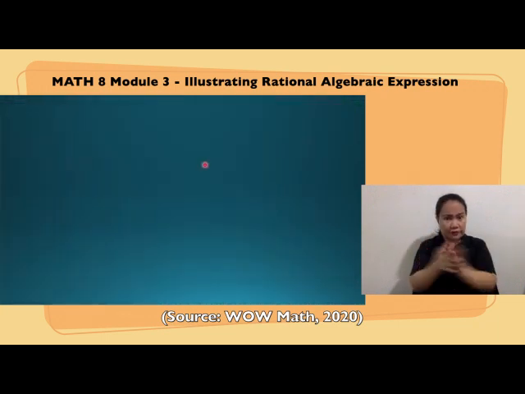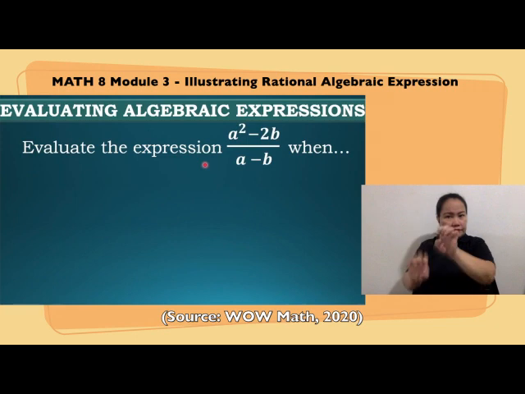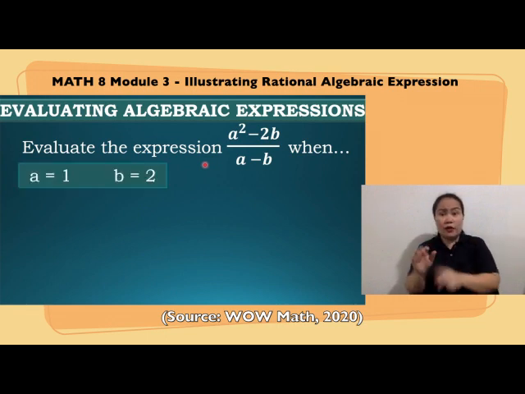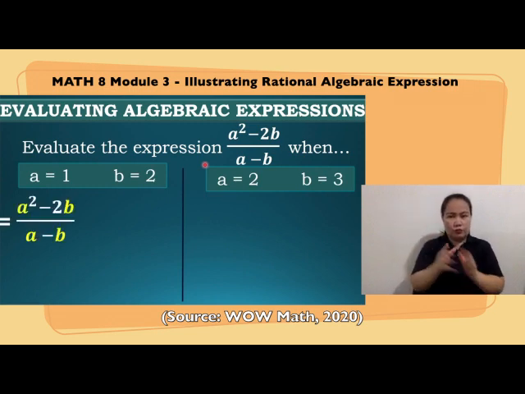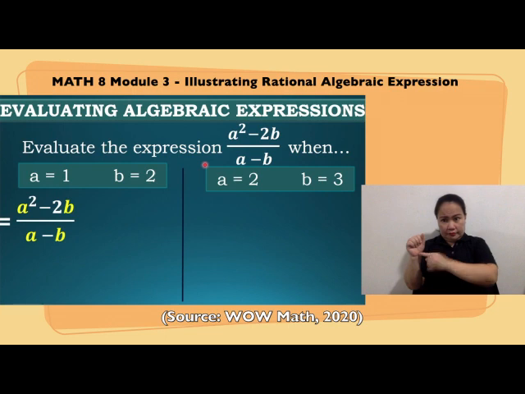Next, evaluate the expression a squared minus 2b all over a minus b. So, paano naman kapag dalawa na yung variables natin? So, a is equal to 1, b is equal to 2, and another, a is equal to 2, b is equal to 3. So, let's have a squared minus 2b all over a minus b.